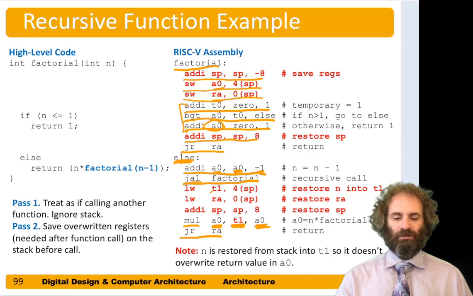But if we are making the recursive call to factorial, then when we come back, we need to restore the value of n. But n had been stored in A0. Now factorial of n minus 1 returned its answer in A0, so we'd better not put n back in A0. Instead, let's put it in T1. We'll also restore RA, so our factorial knows where to jump back to, and we'll add 8 to the stack pointer, and that way clean up the stack. And now here at the multiply, we're going to make our result be n, which is now in T1, times the result of factorial of n minus 1.